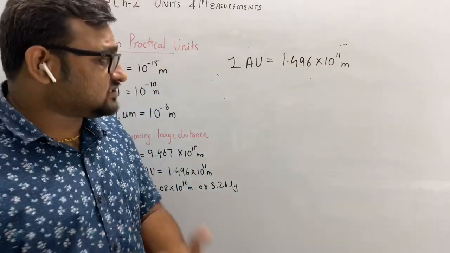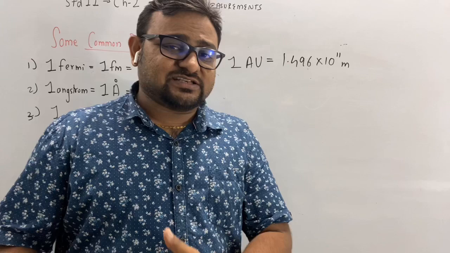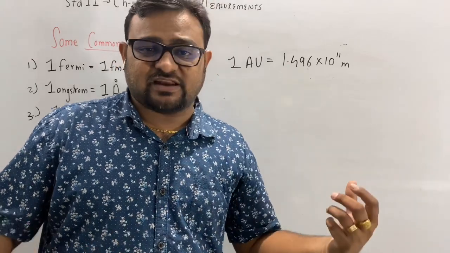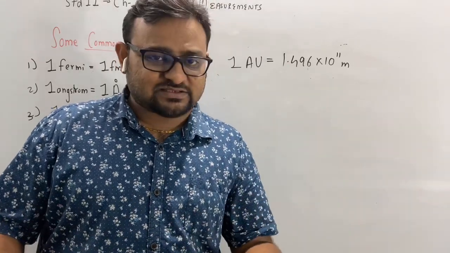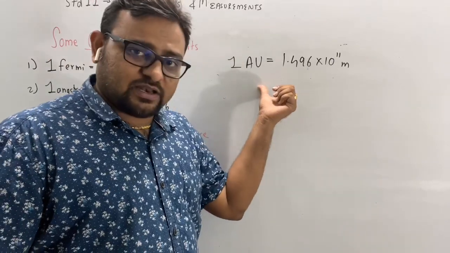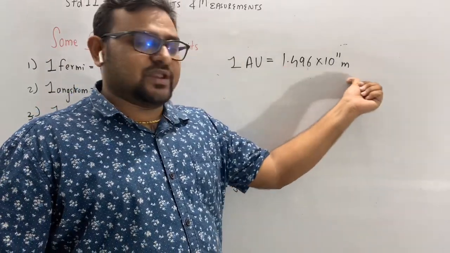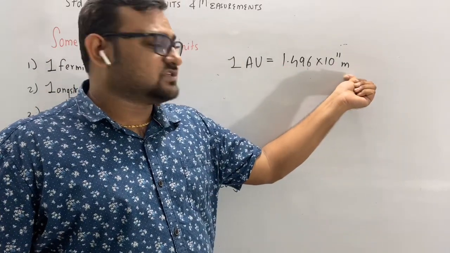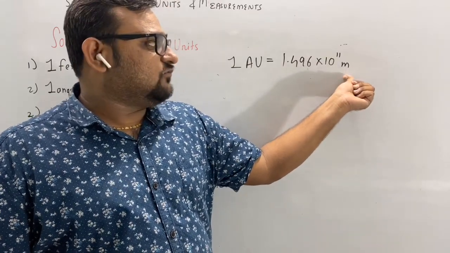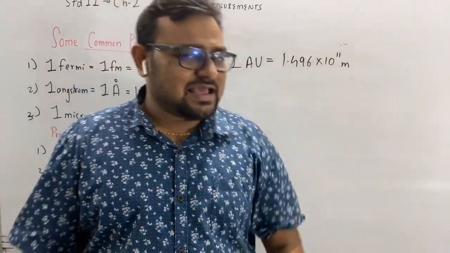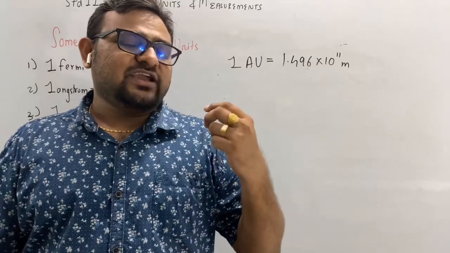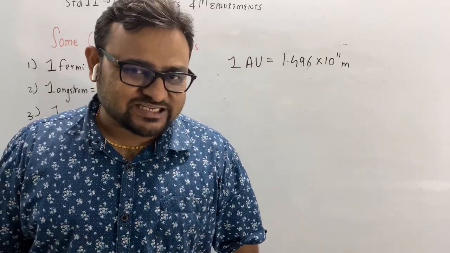Sometimes in a numerical there is a question related to the distance between sun and earth, and you have to find out something else. This value may not be given. Then you have to remember that the average distance between sun and earth is 1 AU, that is 1.496 into 10 raised to 11. Now, why are we using the word average distance?